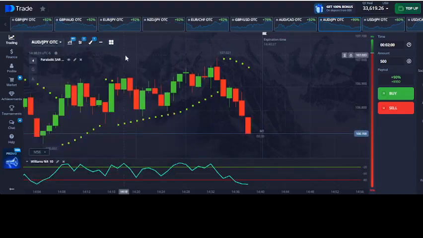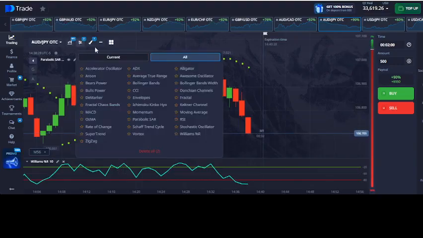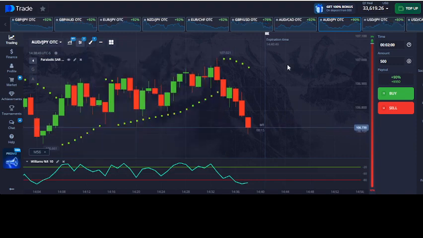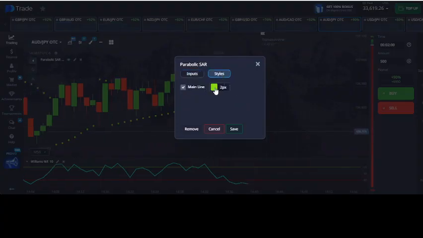Okay. And I'm going to be utilizing two indicators. If I click on my indicator icon, the two indicators are the Parabolic SAR, also known as the Parabolic Stop and Reverse, and the Williams percent R, which is also known as the Williams percent range indicator. If I click on the pencil icon for my Parabolic SAR settings, I have the acceleration set to 0.03, maximum acceleration set to 0.3. In my style settings, I have the line width set to 2 pixels. Okay, we go ahead and save that.